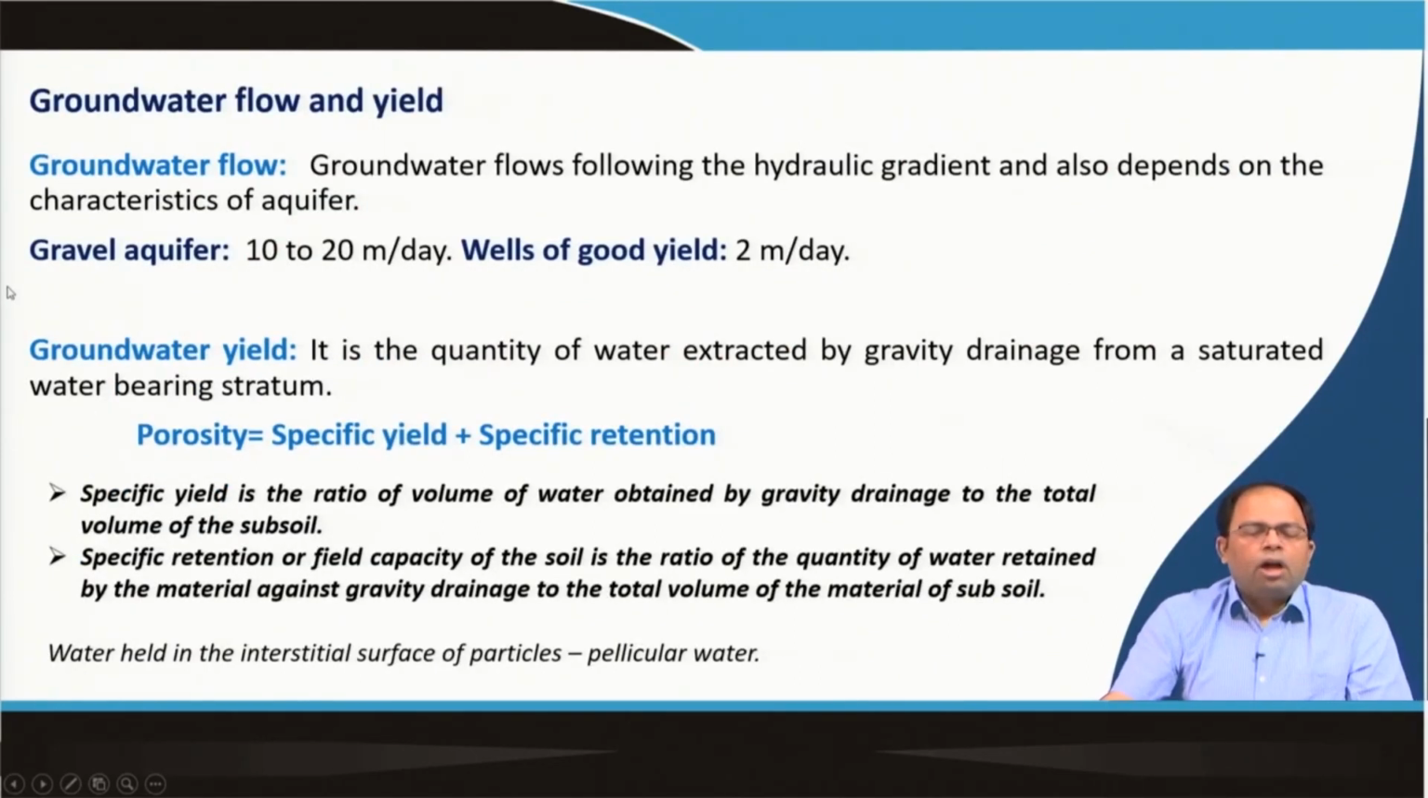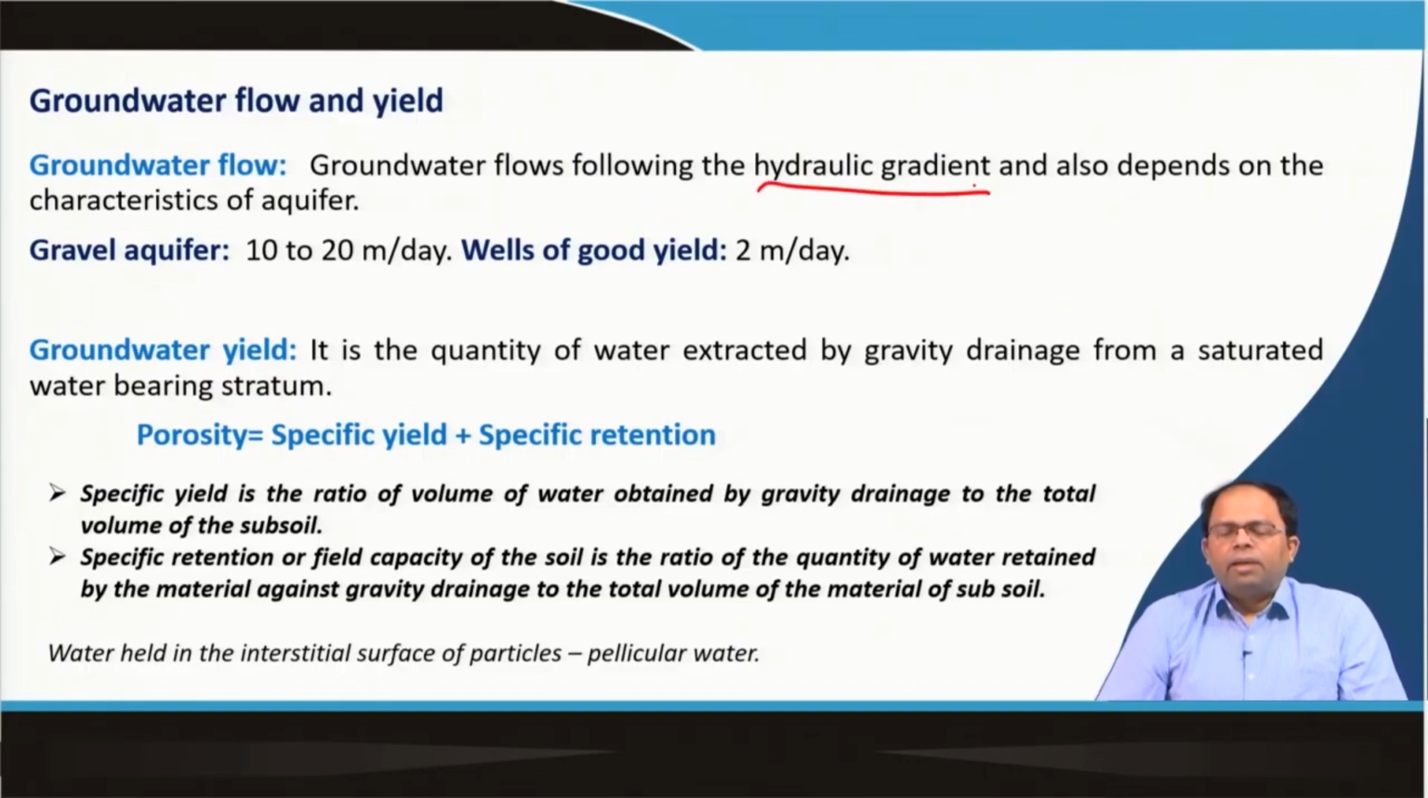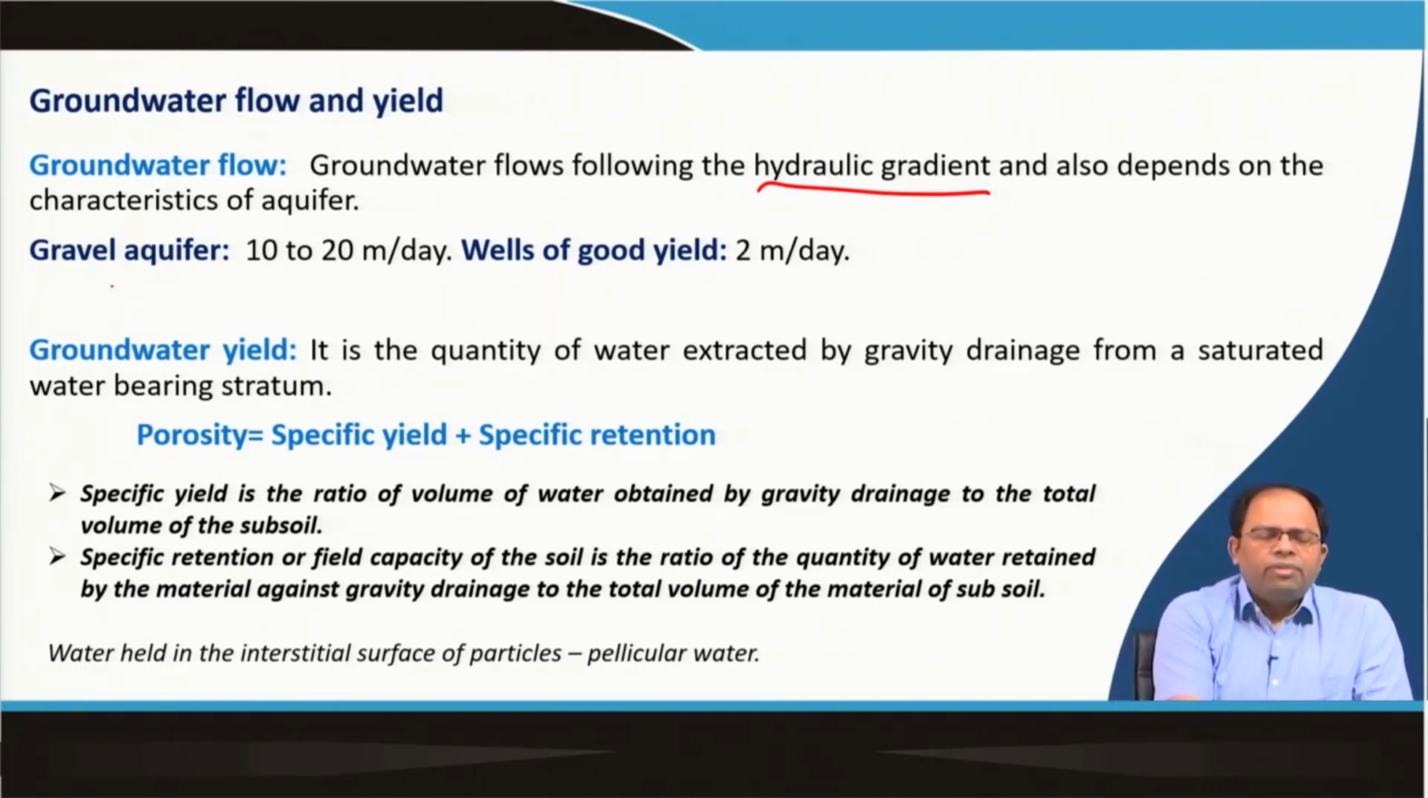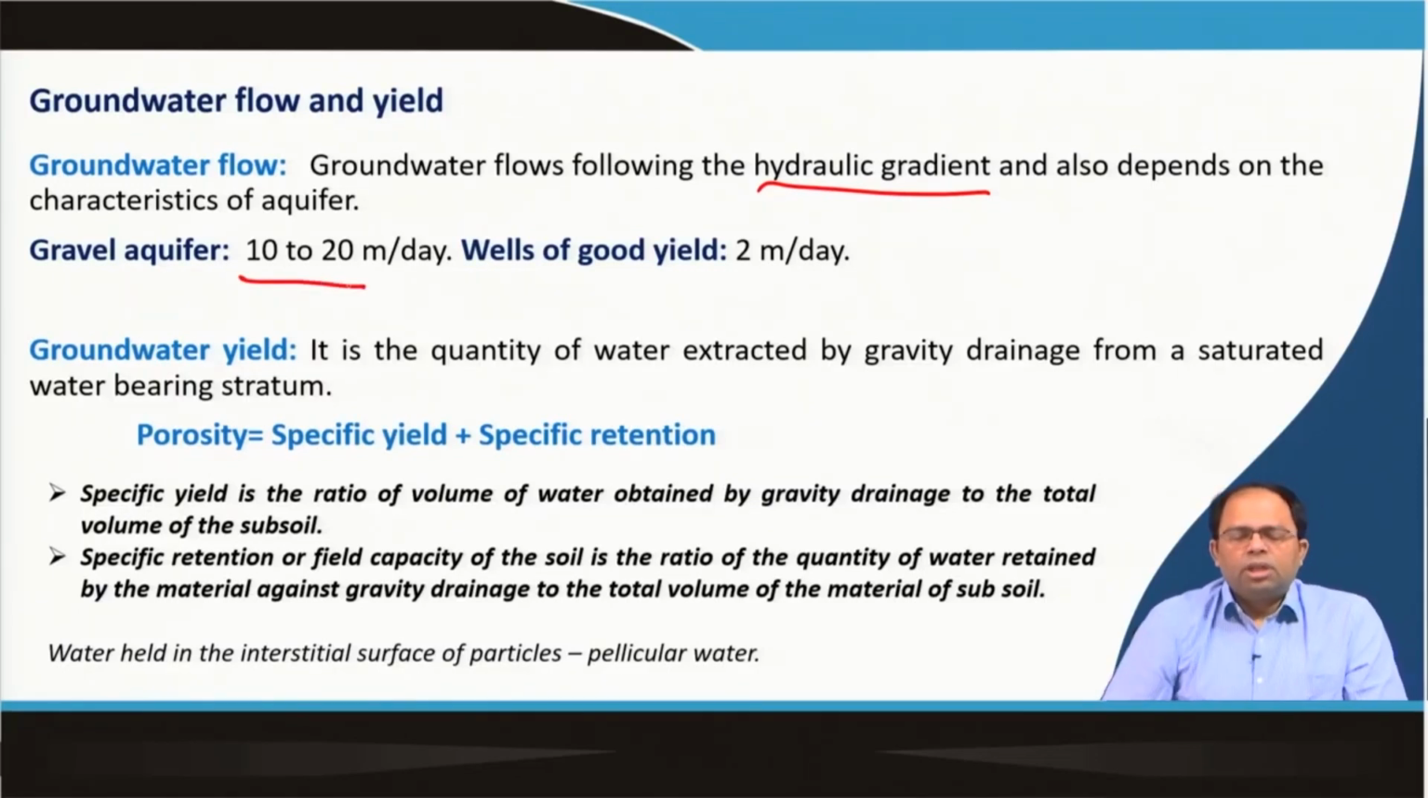Finally, we look into groundwater flow and yield. Groundwater flow is the flow of groundwater that happens inside a particular aquifer, and it depends on the hydraulic gradient of that aquifer, right. Based on the hydraulic gradient, we can determine in which direction the flow will happen and at what rate the flow will happen.